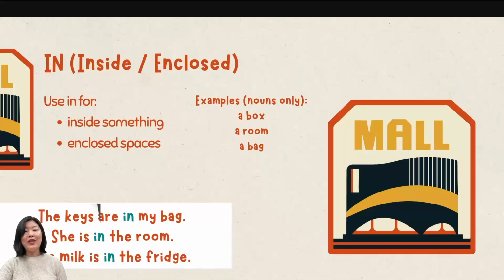So let's start off with in. In means inside or enclosed. Use in for inside something, enclosed spaces. For example, nouns like a box, a room, a bag. So the example sentences will be: the keys are in my bag. She is in the room. The milk is in the fridge. So here, you know where the milk and the keys are placed.